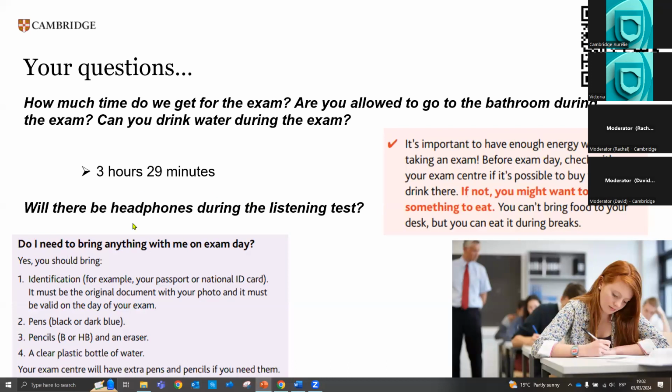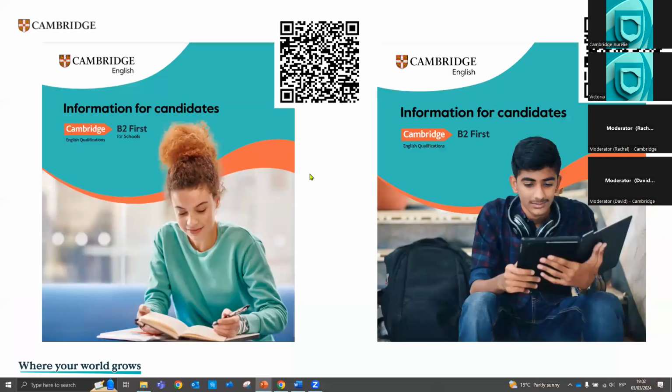Headphones during the listening exam. If you are sitting the exam on a computer, you will have headphones. If you are sitting the exam in a paper-based format, in some cases you will have headphones. It's something that you need to check with your exam center. Information for candidates. These are the QR codes, in case you want to scan them now and get the answers to your questions.